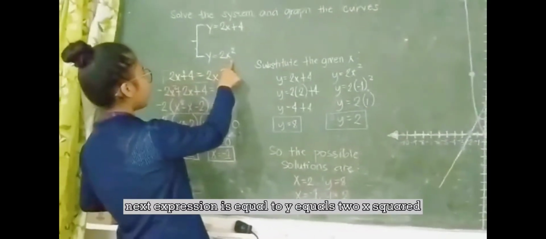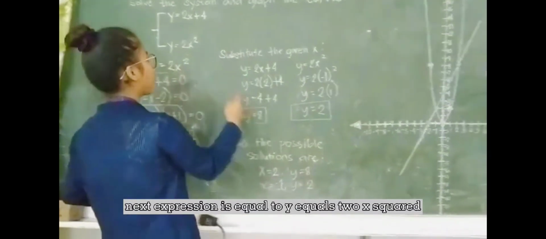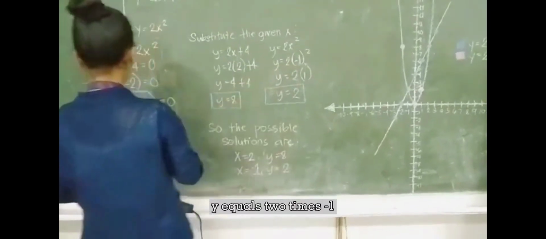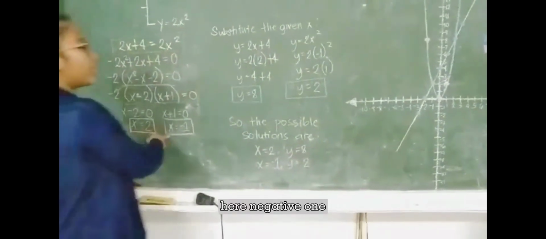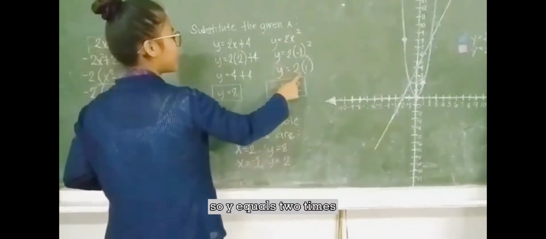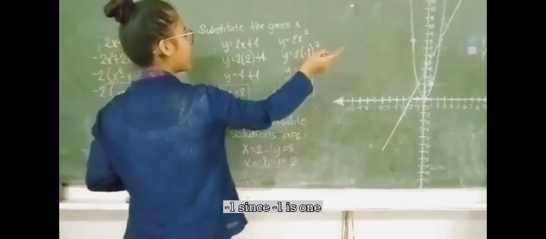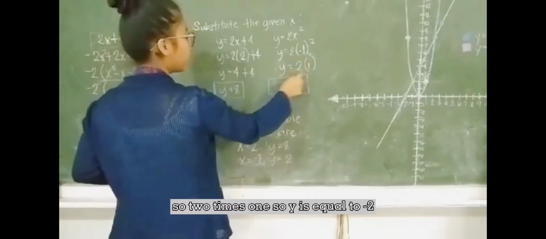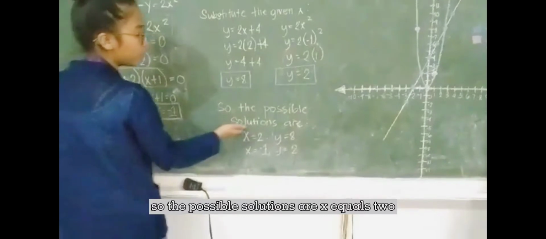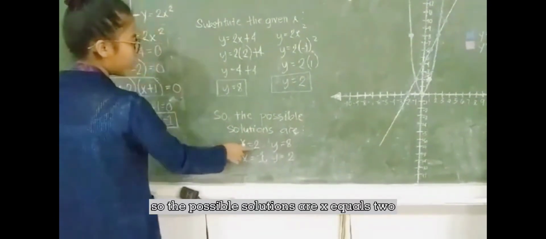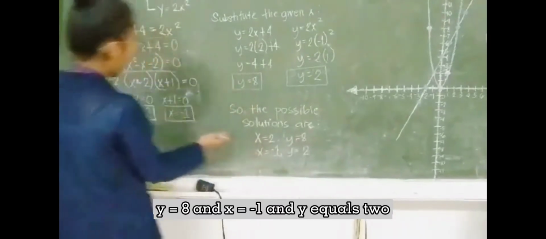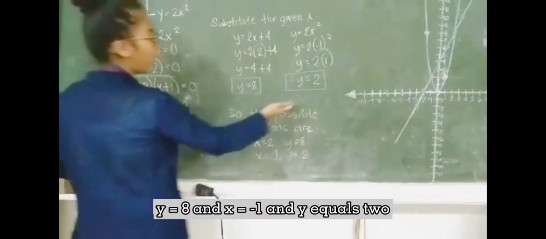Next expression is y equals 2x squared. Y equals 2 times -1 quantity squared. So y equals 2 times -1 times -1 is 1. So 2 times 1, so y is equal to 2. So the possible solutions are x equals 2, y equals 8, and x equals -1, y equals 2.